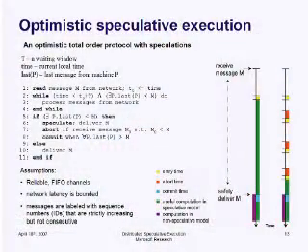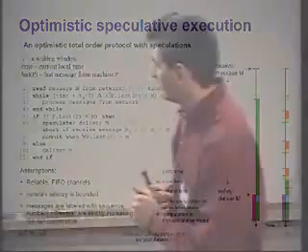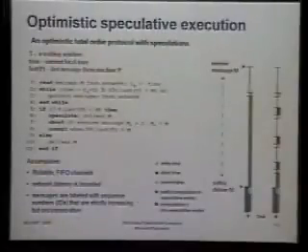So another example that I have here touches on the optimistic speculative execution, especially in the case of a distributed system. Again, there's a lot of information here, but I'll go through it one step at a time. We're trying to implement an optimistic total order protocol using speculation under certain assumptions. And the assumptions are here at the bottom of the slide.